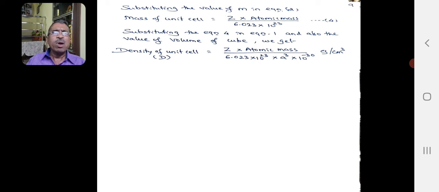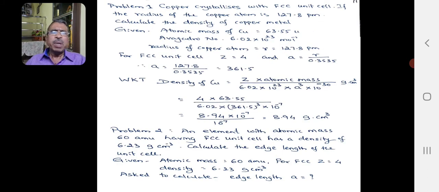where Z is the number of atoms in the unit cell. For simple cubic structure, Z is equal to 1. For body-centered cubic structure, Z is equal to 2. And for face-centered cubic structure, Z is equal to 4. This is what you have to remember regarding the value of Z. Based on this, let us take some problems.